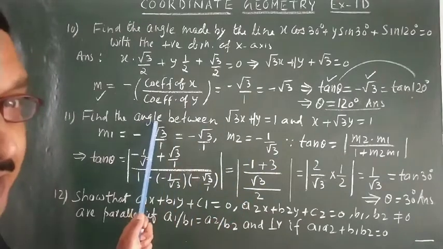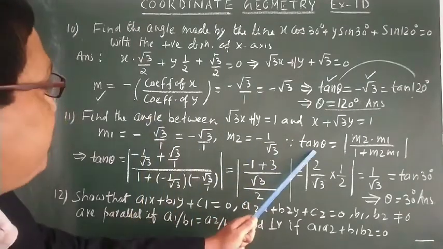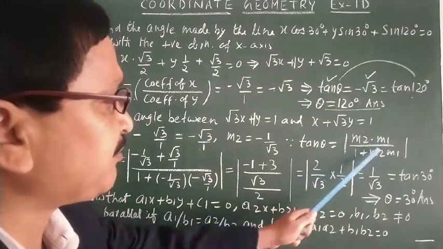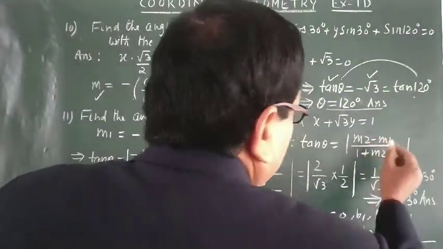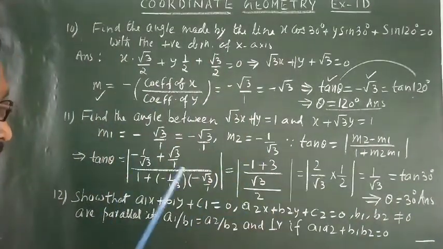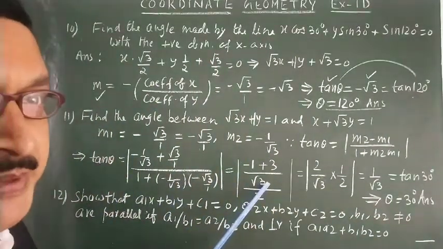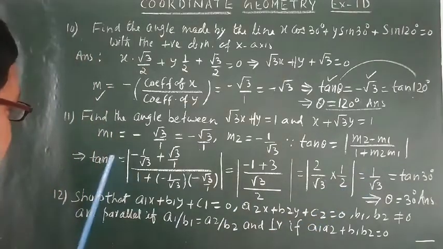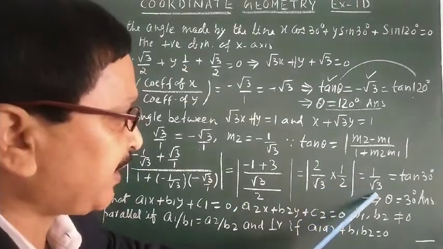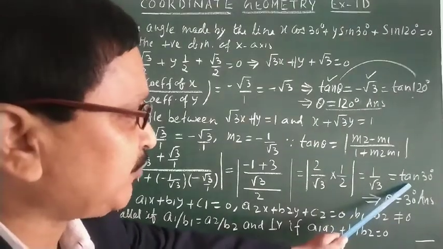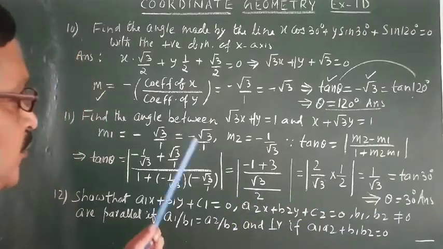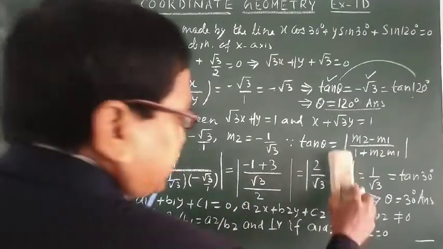Now to find the angle between two lines, we use the same formula tan theta discussed earlier, m2 minus m1 by 1 plus m2 m1. So putting the value and going to simplification, we get 1 by root 3 finally. So tan theta is equal to 1 by root 3, but 1 by root 3 is the value of tan 30 degree. So theta is equal to 30 degree. So this is the angle between two lines. The next problem.